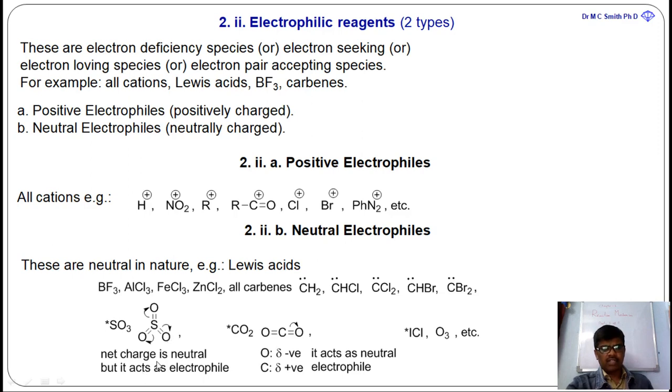And very important is sulfur trioxide. Though it is saturated and the net charge is neutral, it acts as an electrophile because the electron density on sulfur is taken up by the three oxygen atoms present around sulfur. So they always take up the electron pair, and in total it acts as a neutral electrophile. And very important, carbon dioxide is a neutral electrophile. Iodonium chloride and ozone are also neutral electrophiles.